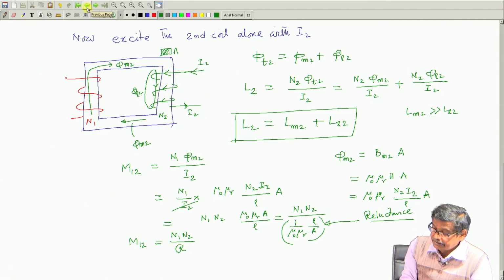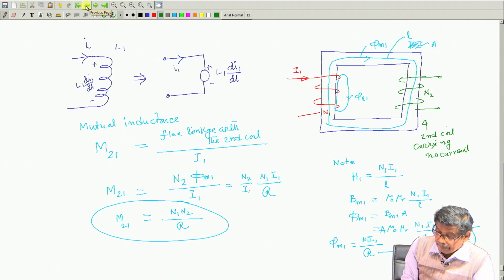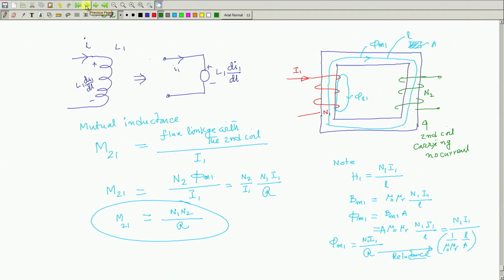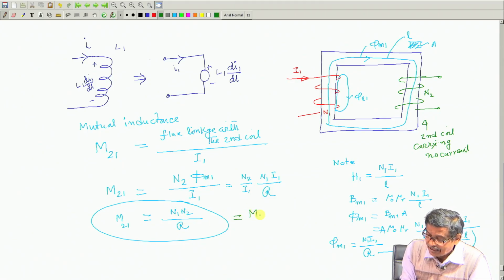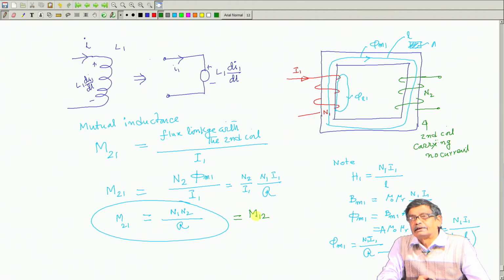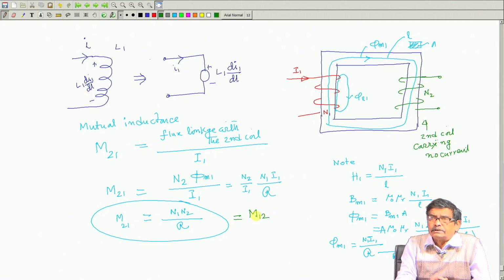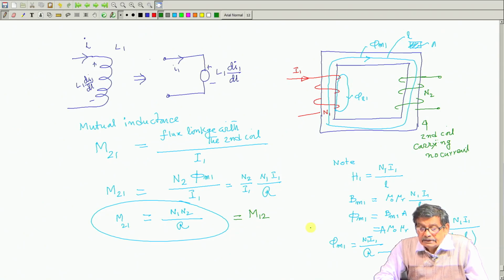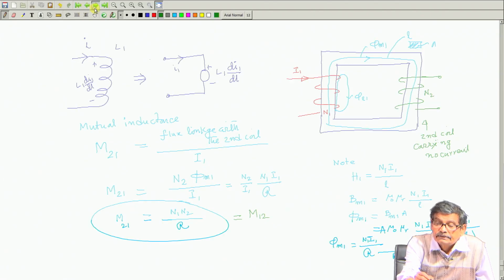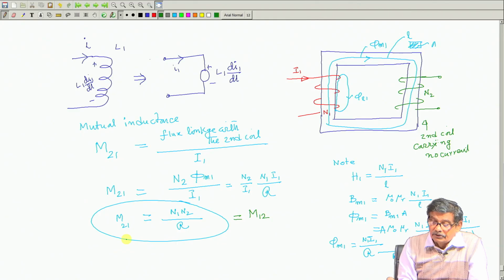And in the previous case, when you excited the first coil, the mutual inductance M 2 1 was N 1 into N 2 by R. So, here also M 2 1 is N 1 N 2 by R, which we have seen is the same as M 1 2. Therefore, whether you calculate the mutual inductance by exciting the first coil, or by exciting the second coil, you will get the same mutual inductance. Got the point? So, M 2 1 is equal to M 1 2.